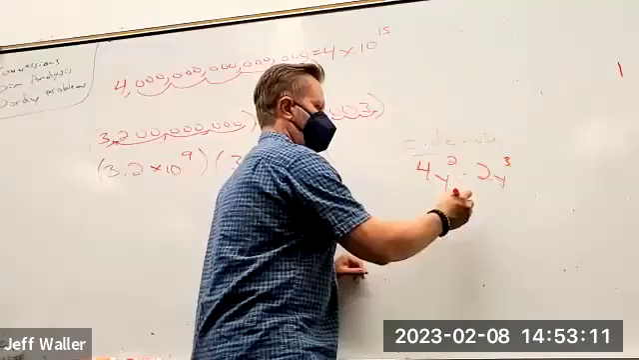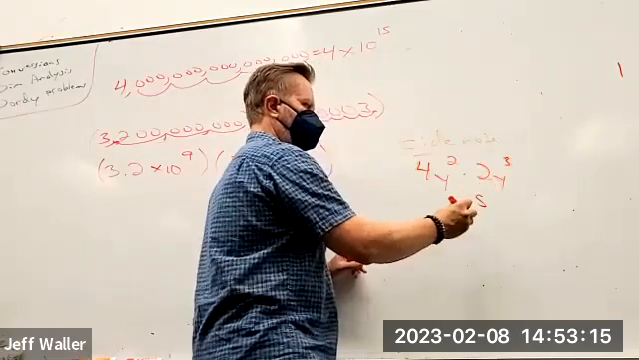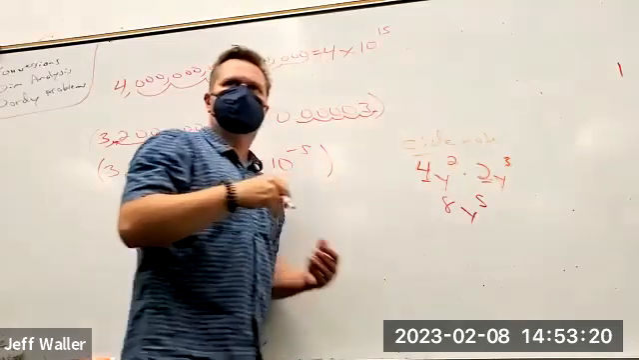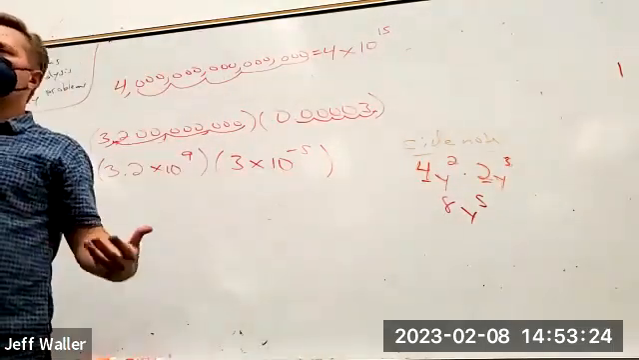You add the y's, so you get y to the 5th. And 4 times 2 is 8, right? No big deal. You multiply the numbers, you multiply the letters, because that's all you can do. What is 4 times y?